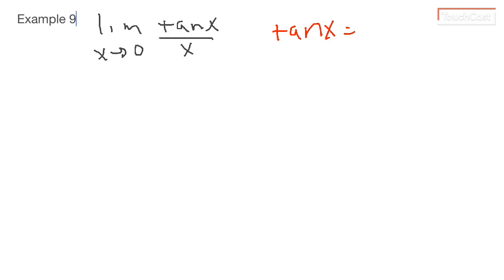And this example is going to be finding the limit of tangent of x over x as x goes to 0. So a little side note, we should recall that tangent of x is equal to sine of x over cosine of x. We're going to use this to solve the limit.